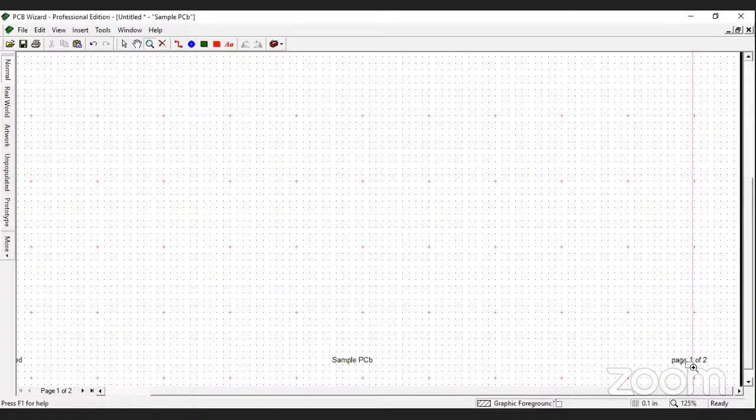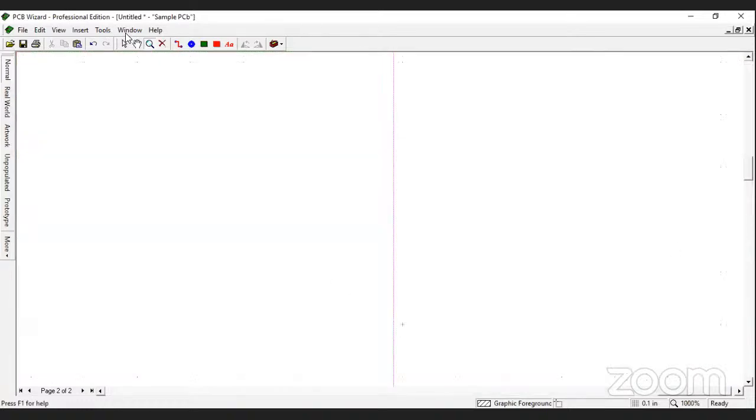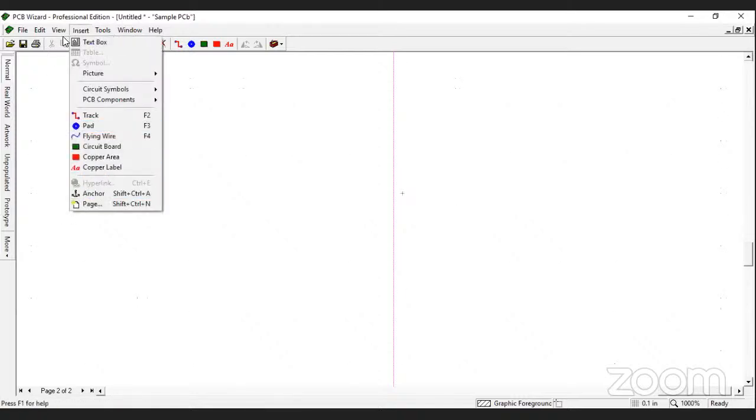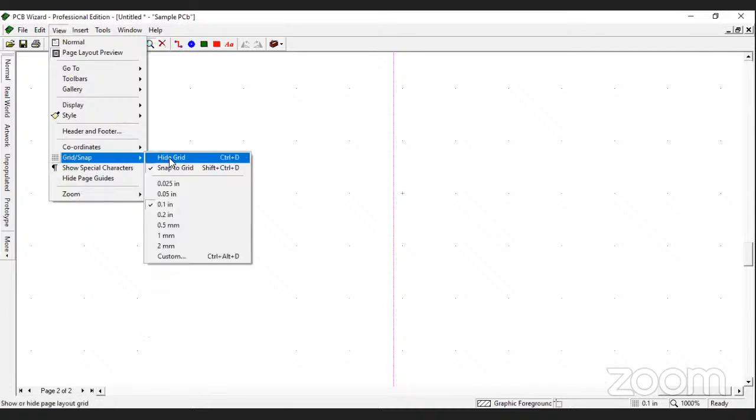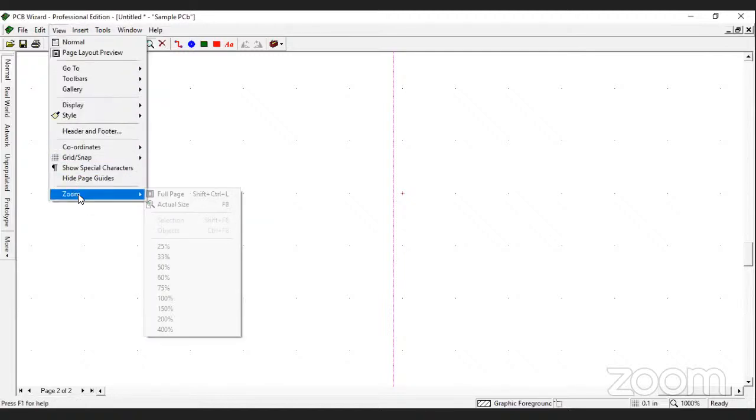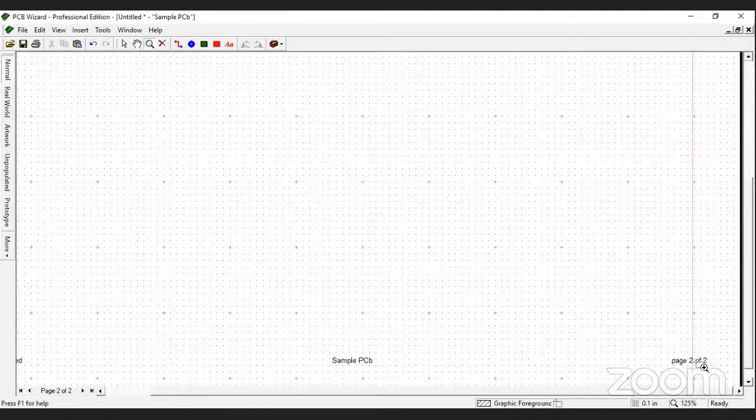You can see this is page 1 of 2, right? And if I go here, you can see there is page 2 of 2. That means my project has 2 pages, right?